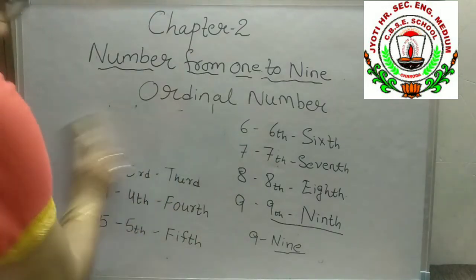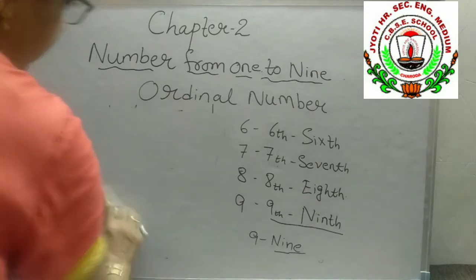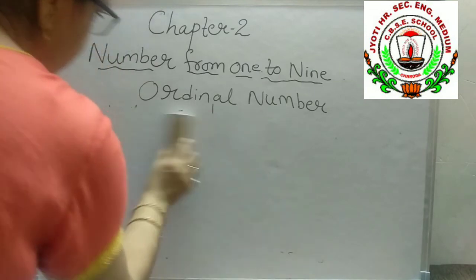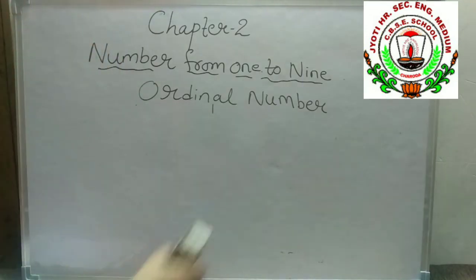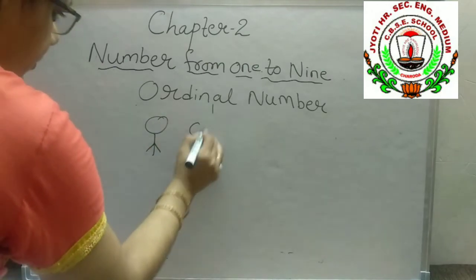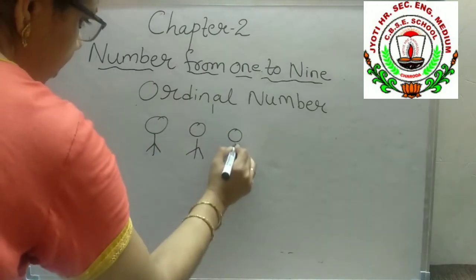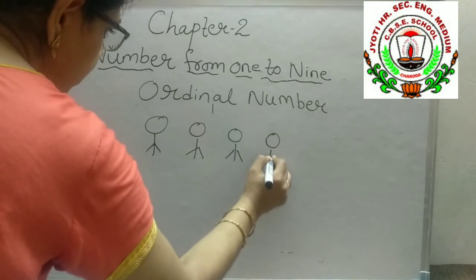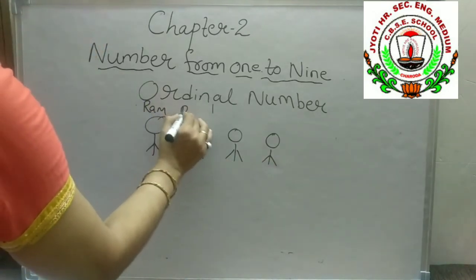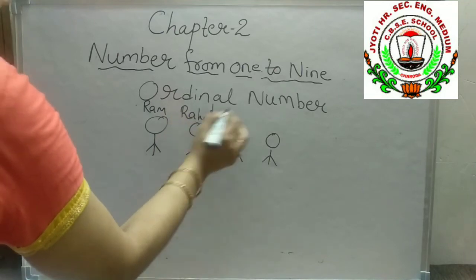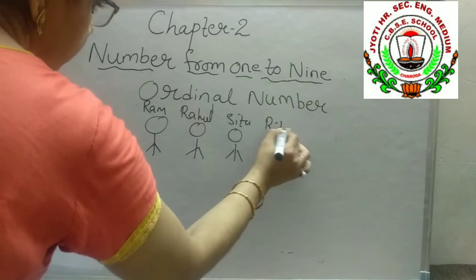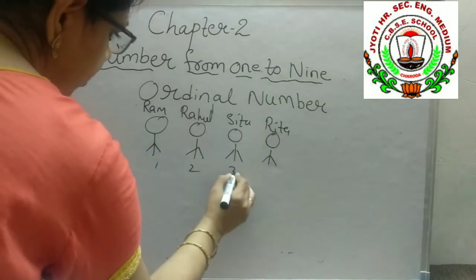Now, I am taking some examples to explain the ordinal number to you. First, I have told you that it is for telling the position. Suppose you are standing in a queue in your school, and suppose these are 4 students. This is Ram, this is Rahul, this is Sita, and this is Rita. Now, 1, 2, 3, 4.